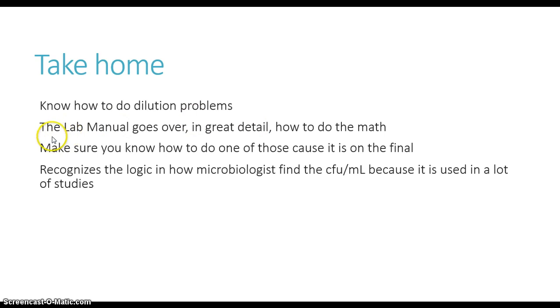So you need to know how to do this math that's involved. The lab manual goes over it in pretty good detail about how to do that math, so make sure you check that and see how to do these problems. But the really important take-home is to recognize the logic and how microbiologists find the CFU per ml. Because it's used in a lot of studies, and it's an important thing that you should take away from this lab. So make sure you know how to do it, get the logic behind it, and if you have any questions, go ask someone. But it is a very important skill.